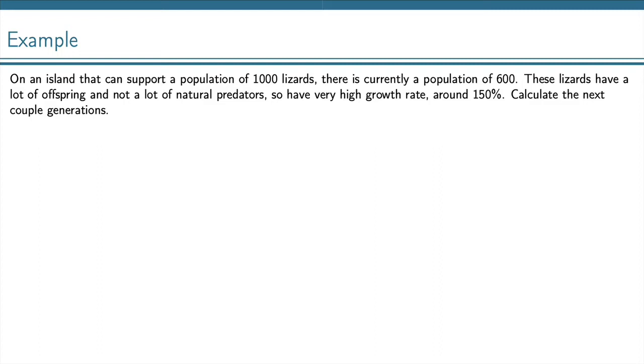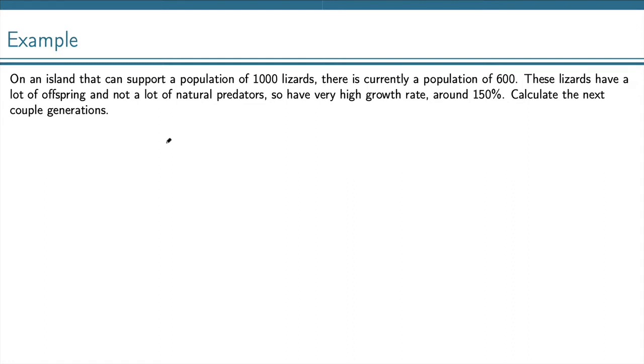On an island that can support a population of 1,000 lizards, there is currently a population of 600. These lizards have a lot of offspring and not a lot of natural predators, so they have a very high growth rate, which is about 150%. Let's look at the next couple generations.